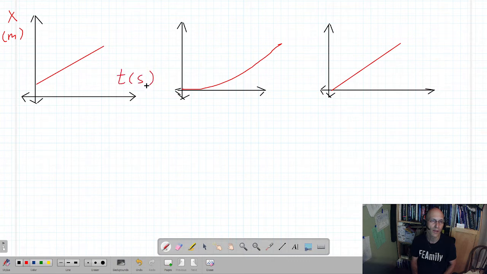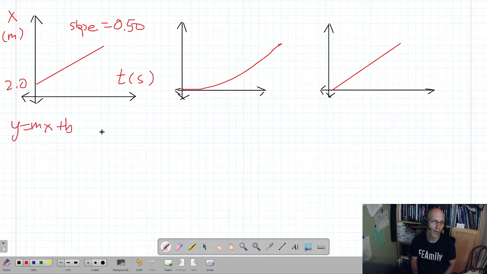So let's say this graph is a graph of horizontal position x in meters versus time t in seconds. And let's say the intercept is 2 meters and the slope is 1/2 a meter. I could write an equation for this that would be correct. That would be y equals mx plus b form, and that would be y equals 1/2 x plus 2.